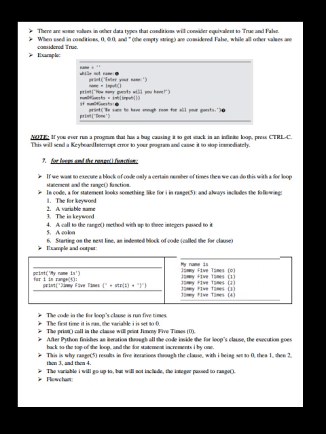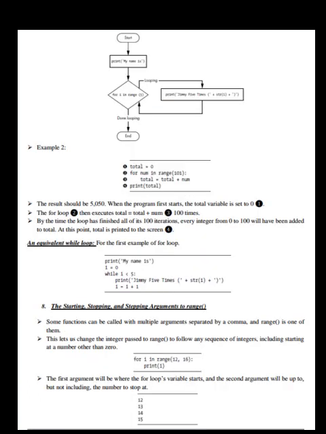Flow chart. See here flow chart and example 2. The result should be 5050 when the program first starts. The total variable is set to 0. The for loop then executes total equals total plus num 100 times. By the time the loop has finished all of its 100 iterations, every integer from 0 to 100 will have been added to total. At this point, total is printed to the screen.